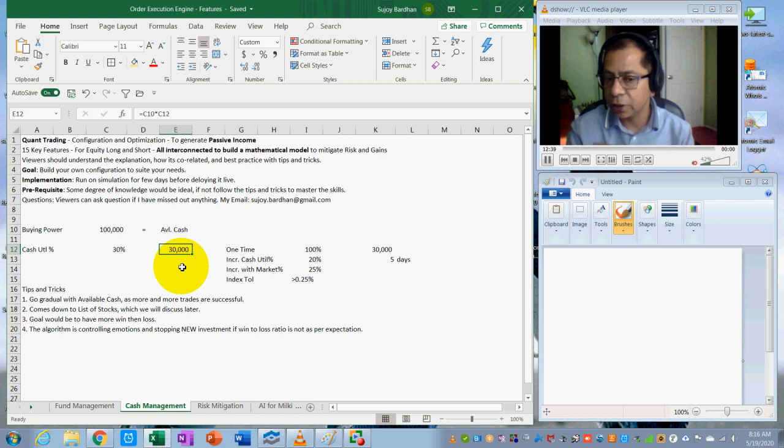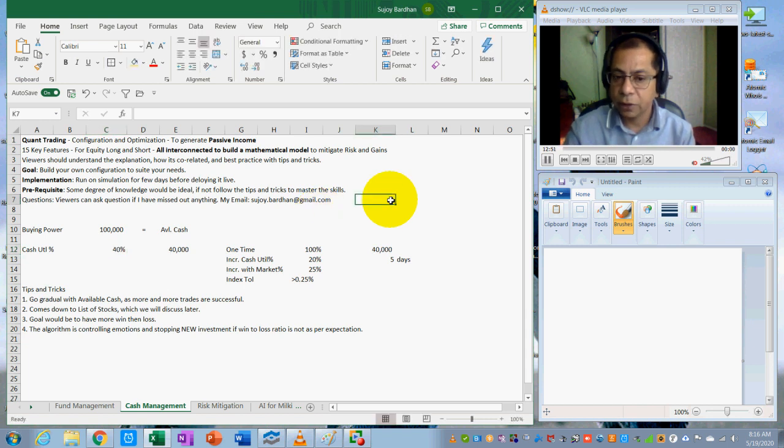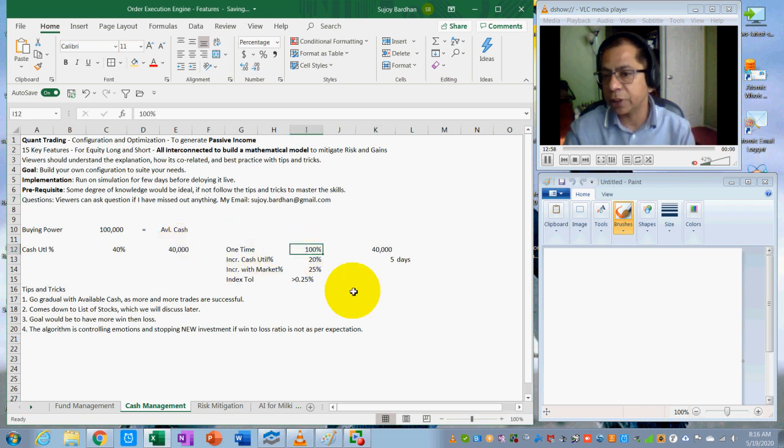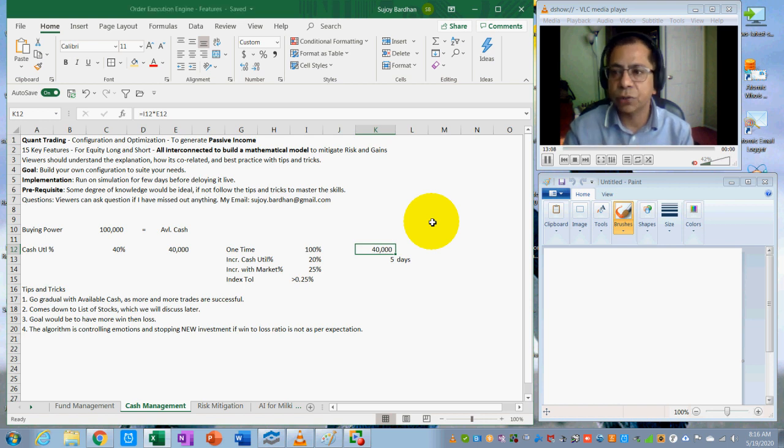This is crucial. As soon as you identify that, at that point you can come back and increase the cash utilization to say 40%. So now you have got $40,000 to invest in one shot. On a 100% basis, you are investing that entire $40,000. So the best practice is go very gradual.